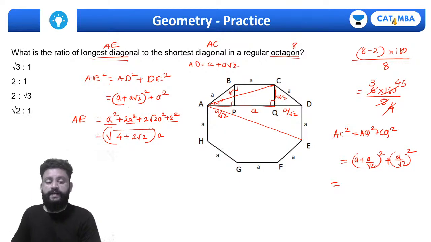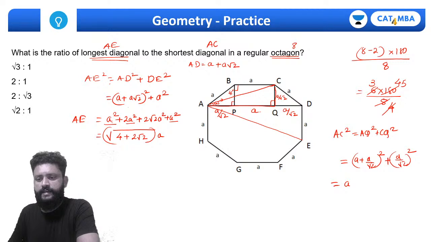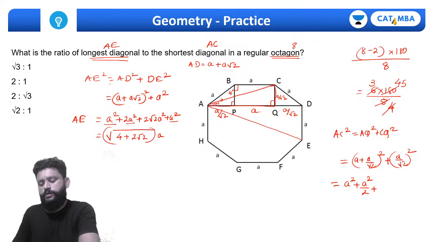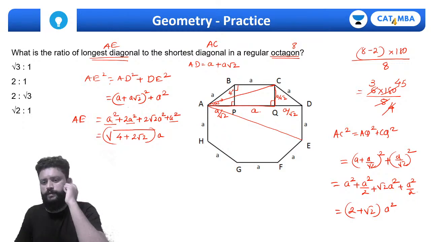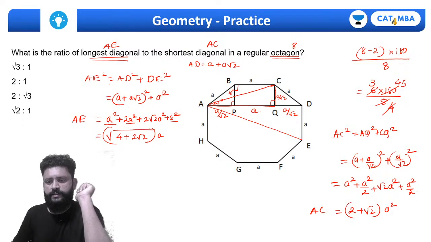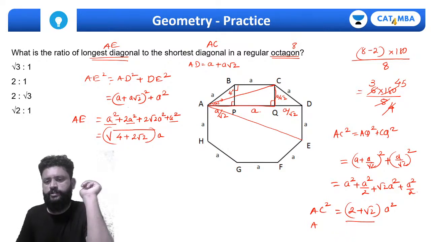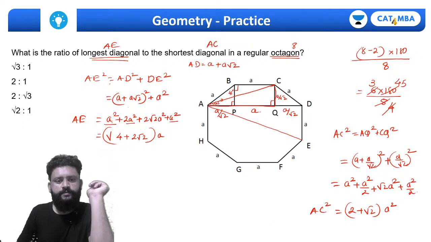So if we expand and add this, if we solve this, we'll get the calculation as A square plus A square by 2 plus 2 into, so that is root 2 ही बचेगा, root 2 A square, plus A square by 2. A square by 2 plus A square by 2 is A square, so 2A square, 2 plus root 2. So that's the value of AC square. Or what we'll do, let's not get into the square roots, we'll take the square roots later, just keep it this way.